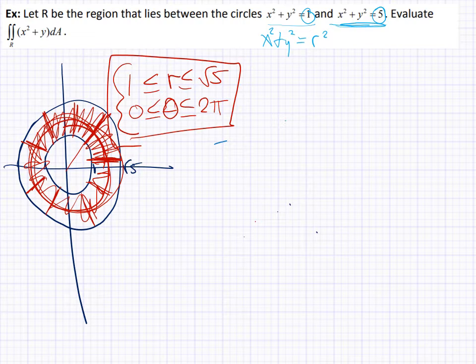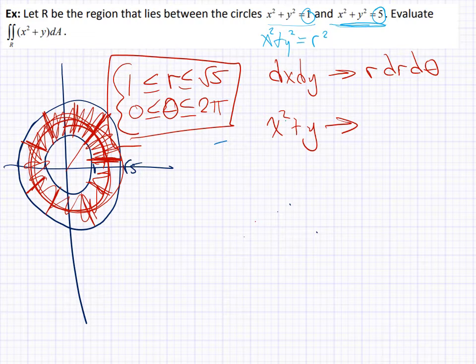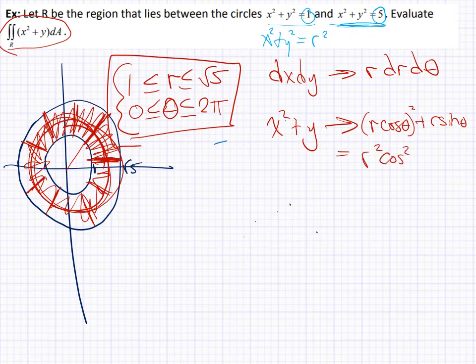All right. So now we know what our limits of integration are going to be. We know that dx dy is going to convert over to r dr d theta. And all we need to do is convert x squared plus y over to polar coordinates, and we have everything we need to convert this integral to a polar integral. Well, what do we know? We know that x equals r cosine theta, so that should be squared, and y is r sine theta. So we end up with r squared cosine squared theta plus r sine theta.